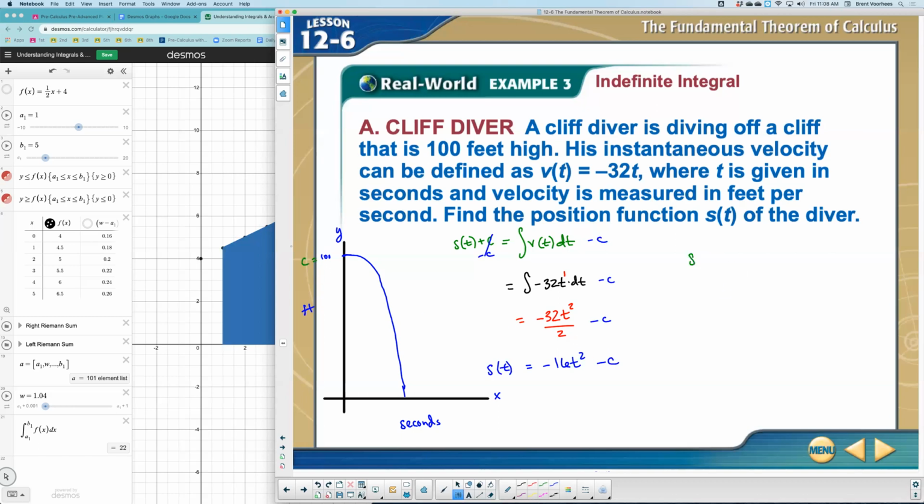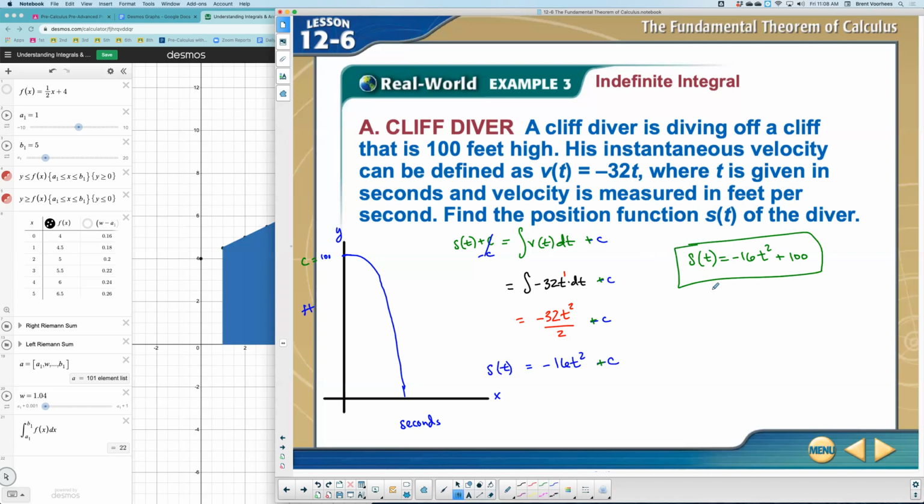So my actual position vector would be, and again, like I said, it doesn't matter if this were negative or positive. That symbol is irrelevant. It's going to equal negative 16 t squared plus 100.